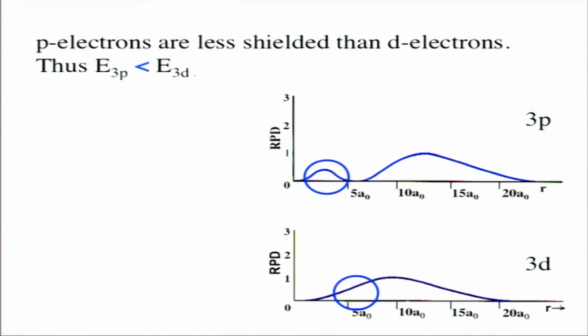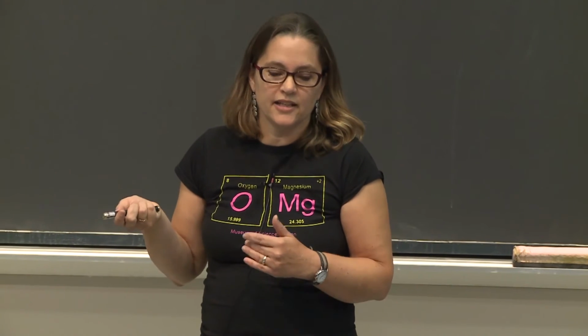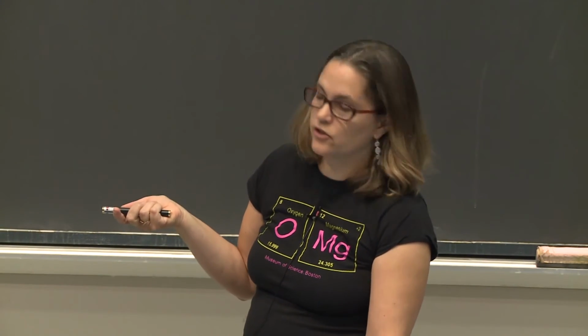And here we see that p electrons are also less shielded than the d electrons, despite the fact, if you look, that the most probable radius over here is longer for P than for D. But now if we look near the nucleus at the probability that there are going to be electrons near the nucleus, there's a higher probability that there'll be electrons near the nucleus with P than with D. So these are going to be less shielded and lower in energy.